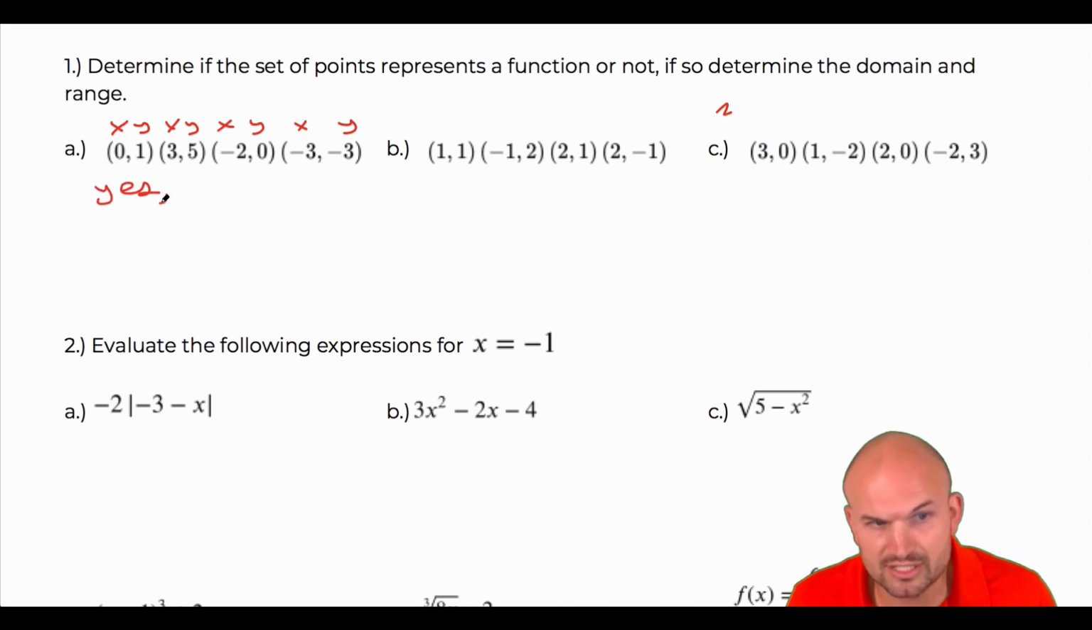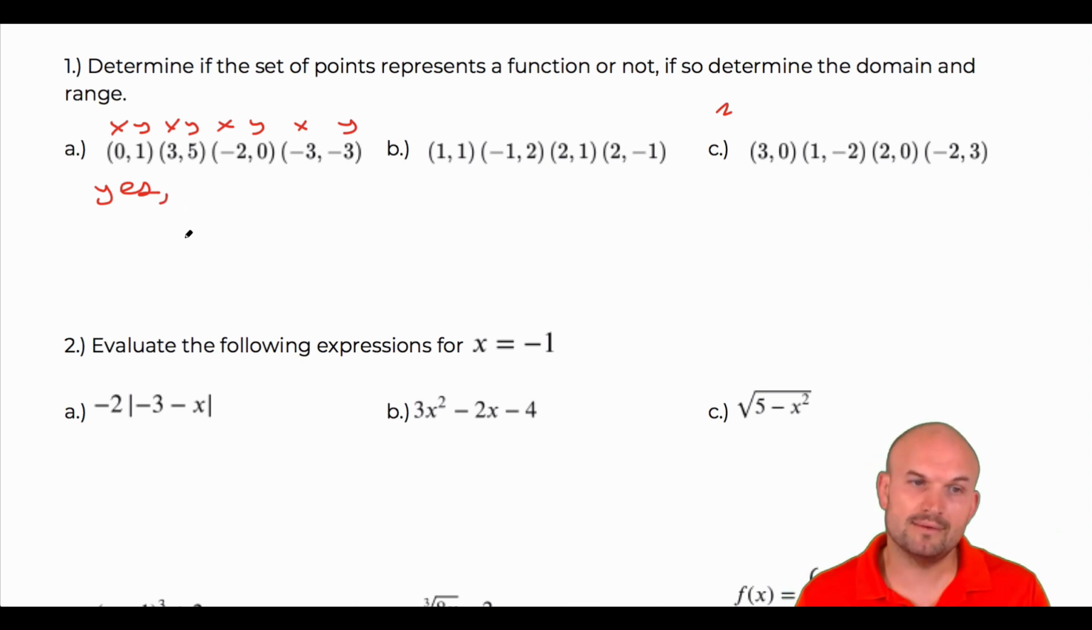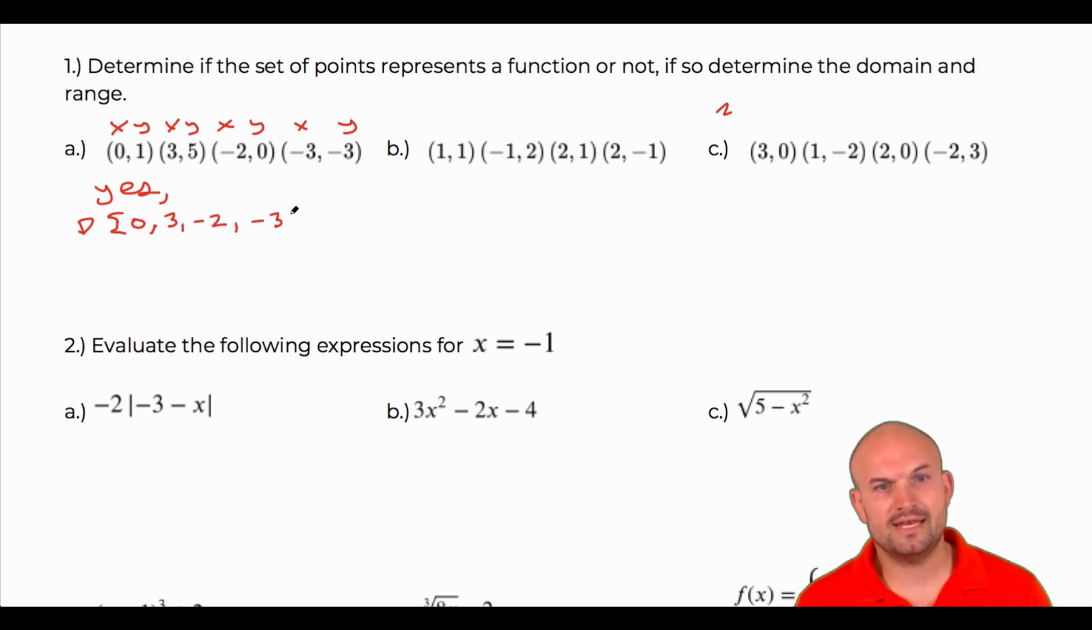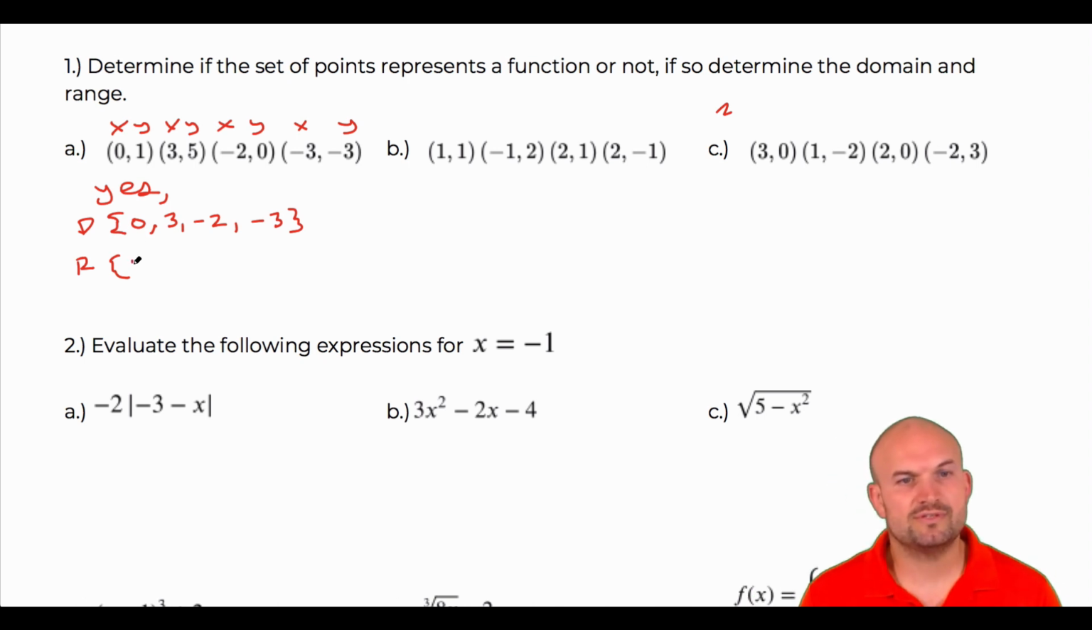Now we need to remember what the domain and range are. The domain is the set of all x values, or the set of all input values. I'm just going to use D for domain, and I'm going to use a set here. I'll list the coordinate values: 0, 3, -2, and -3. Then the range is the set of all y values, or output values. That's just going to be 1, 5, 0, and -3.